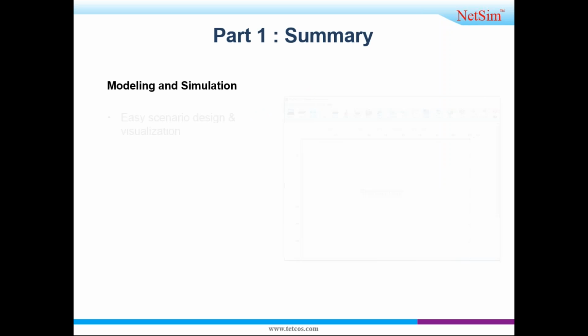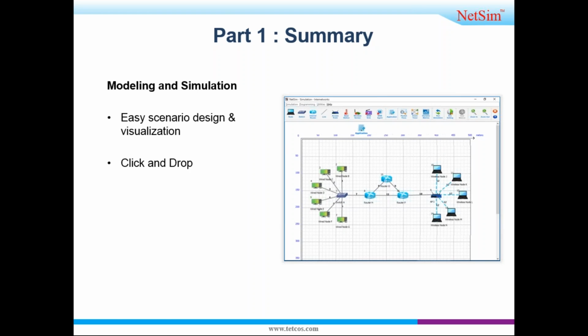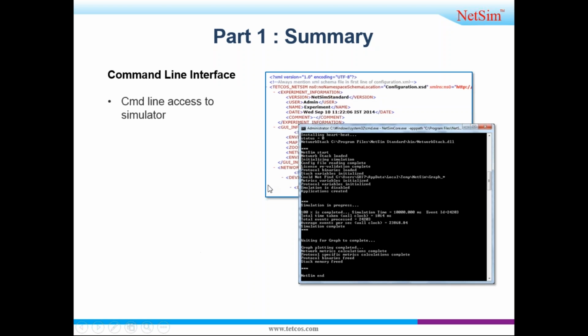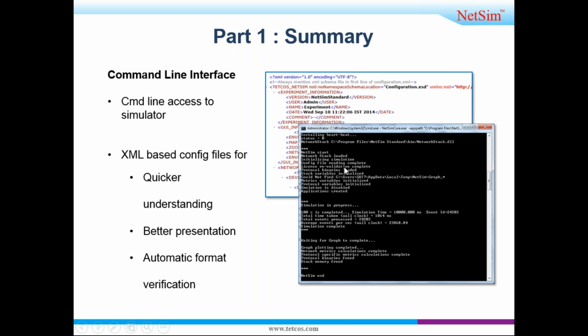Then this is a summary of this modeling and simulation, where you can see some screenshots, and the application type is there, where you can generate various kinds of traffic: voice, video, FTP, etc. There are two ways of running Netsim. One is through the command line interface, or the other through XML based config files. We usually prefer XML based config files, which are better for presentation and quicker understanding.